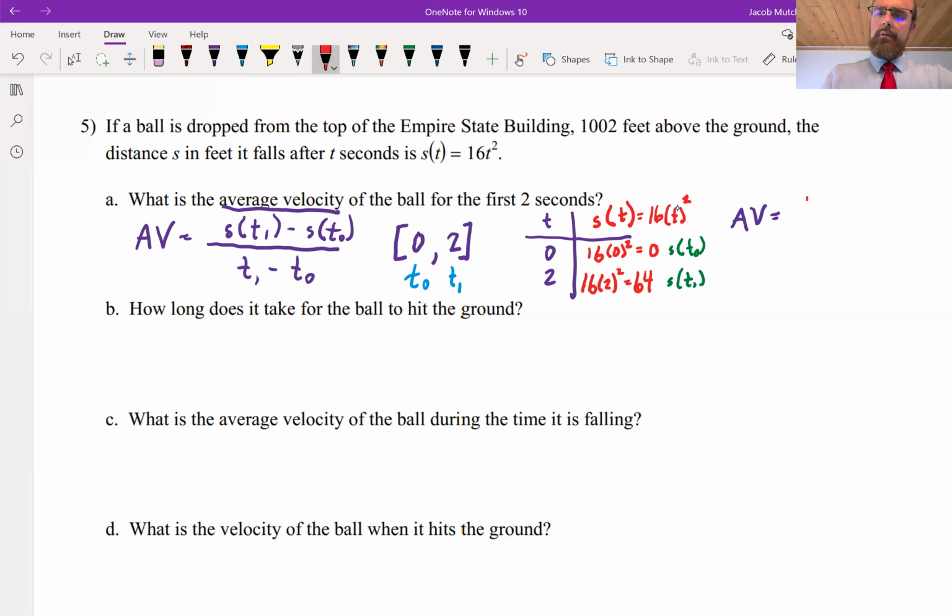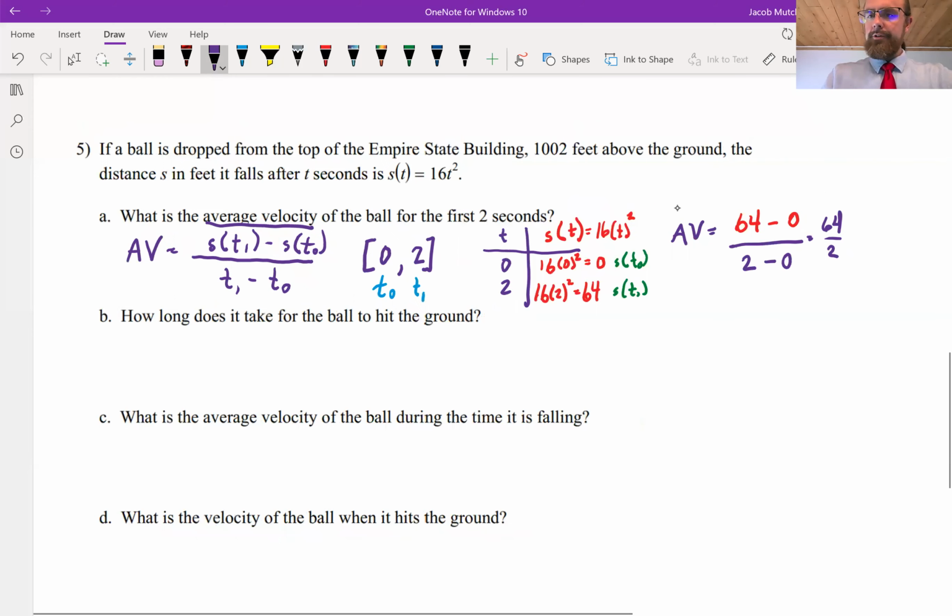So average velocity between 0 and 2 seconds is going to be s at t1, which is 64, minus the distance it's fallen at time 0 is 0, all divided by those 2 times, 2 minus 0. And that turns out to be 64 divided by 2, which is 32.